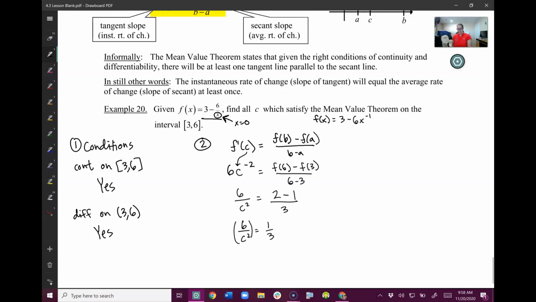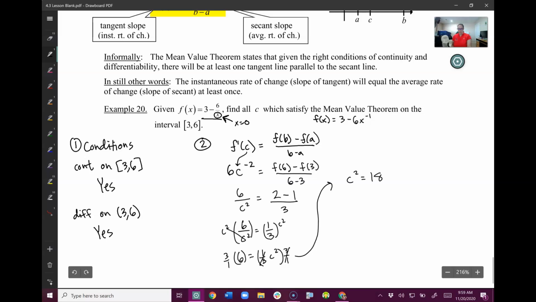So let's times both of these by c squared. So I've got 6 equals 1/3 c squared. And then times this one by 3 over 1. So those cancel like that. So then I've got c squared equals 6 times 3, which is 18. Take the square root, so I get c equals plus or minus square root of 18.